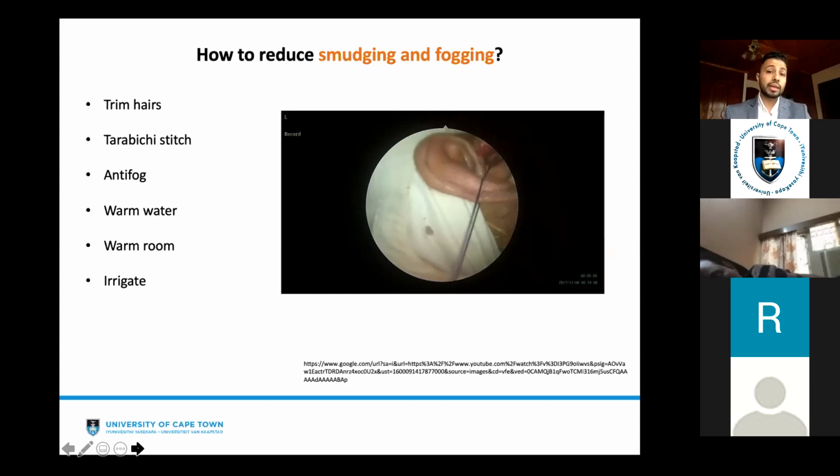One can also use anti-fog, warm water irrigations, and perhaps not having the room very, very cold can also help with smudging and fogging.